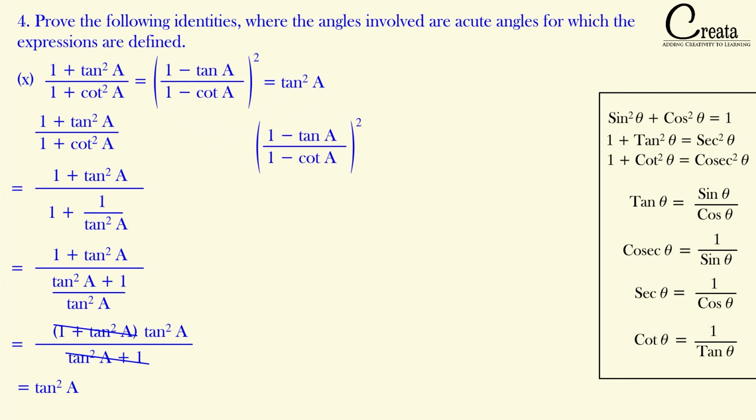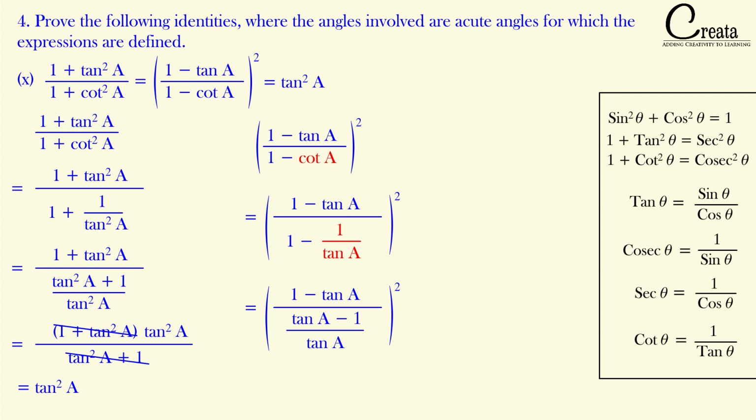Further, let's take the middle term and try to solve it as equal to tan square A. Again, this has tan A and cot A, and we have to convert the whole expression into tan form. So how will we convert cot to tan? Simple, cot is the reciprocal of tan. So let's replace cot with 1 upon tan A. Let's take the LCM as tan A. We got tan A minus 1 upon tan A in the denominator.